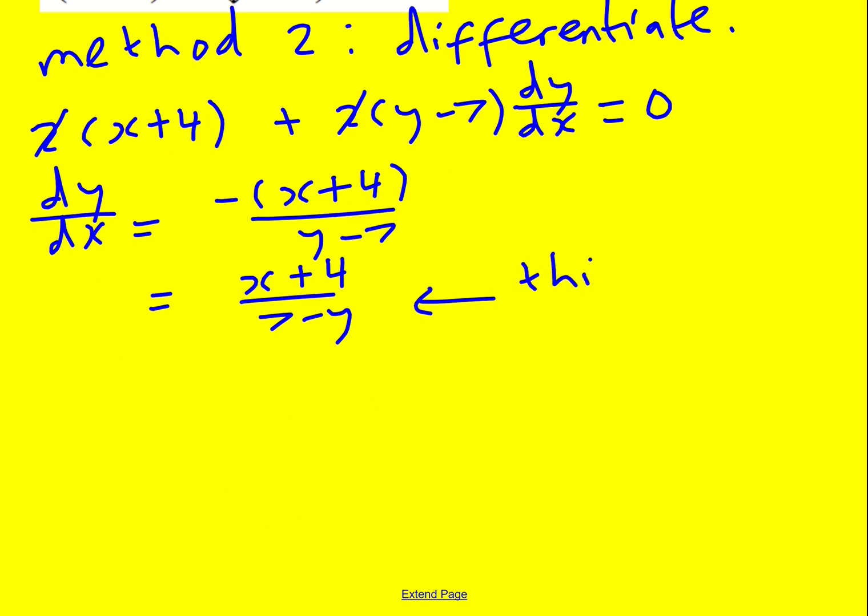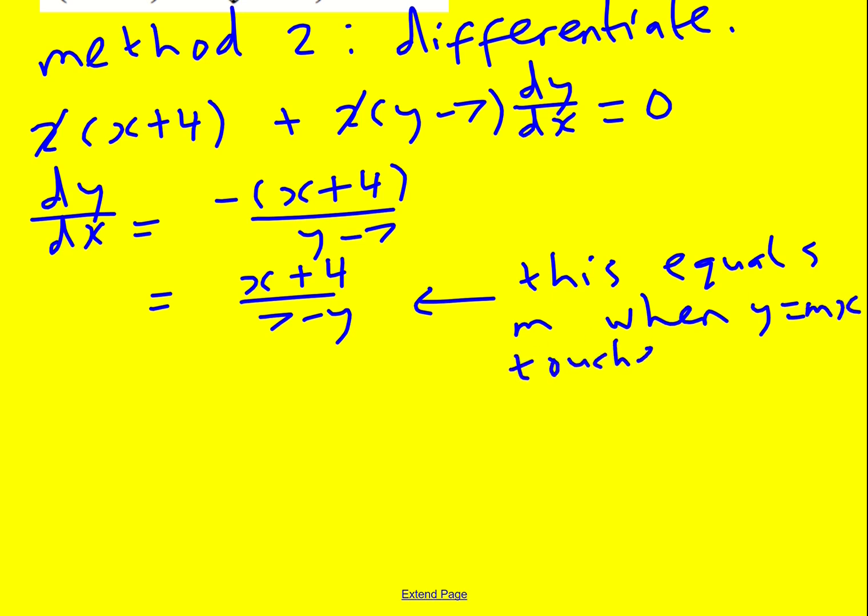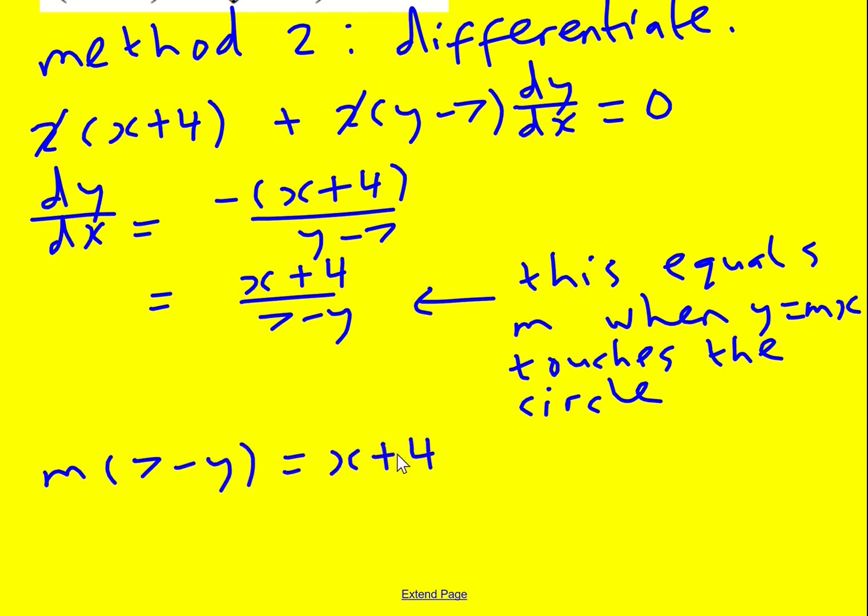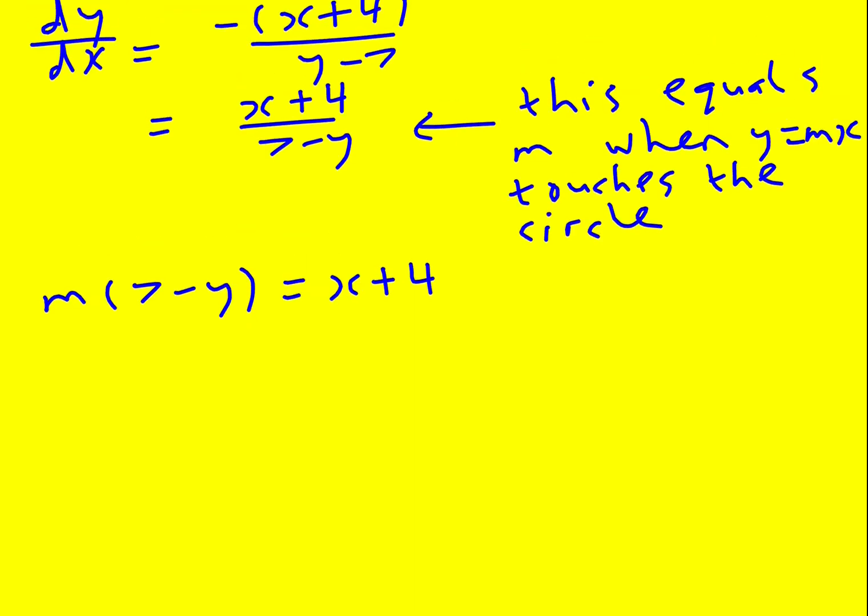And here's the key thing. This equals m when y equals mx touches the circle. So that means m times 7 minus y is equal to x plus 4. Without doing the whole thing, basically you could just solve this simultaneously. So when y is equal to, what is it, 18 minus 18 x, m is equal to minus 18.